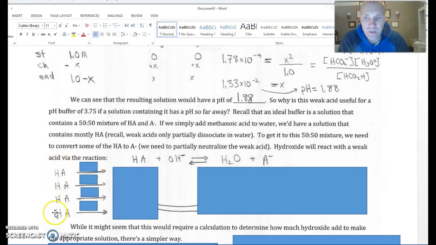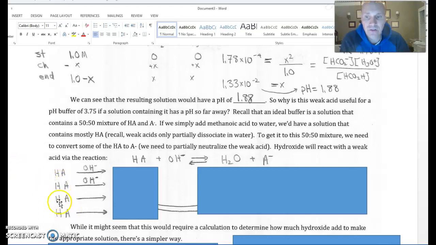So what do we want to do to that original solution to turn it into a good buffer? What we would want to do is react 2 of these guys with OH minus and do nothing to the 2 others.